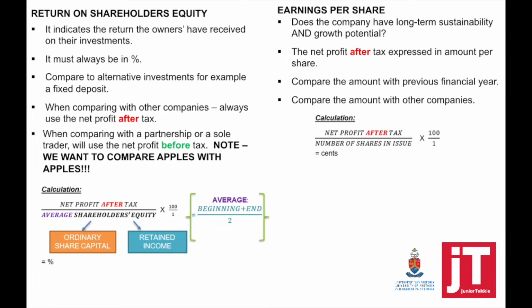Earnings per share is my net profit after tax expressed in amount per share. So when we're calculating our earnings per share, we have to take the net profit after tax, which we will get in our income statement as well as in the retained income note, and we have to divide it by the number of shares in issue. Where can I find the number of shares in issue? In my ordinary share capital note as well. Make sure that you know at all times what is the number of shares in issue. This must be expressed in cents.